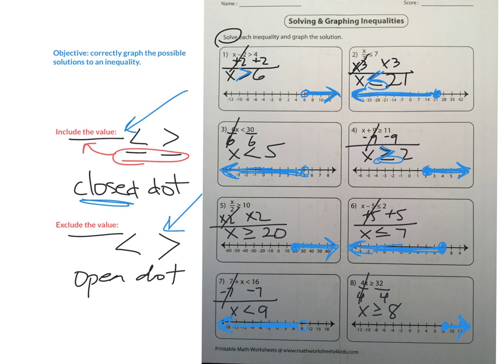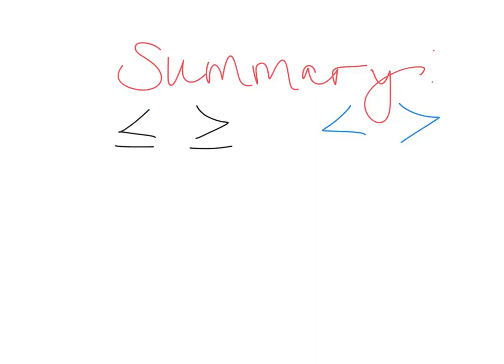Okay, so 2 things to check. Did you use the correct type of dot, open or closed? And then did you also correctly shade left or right depending on the greater than or less than?